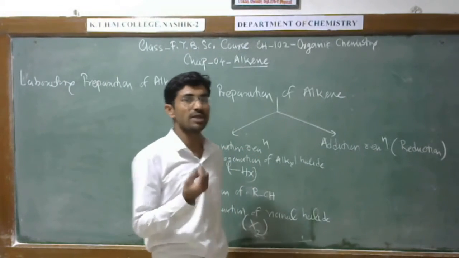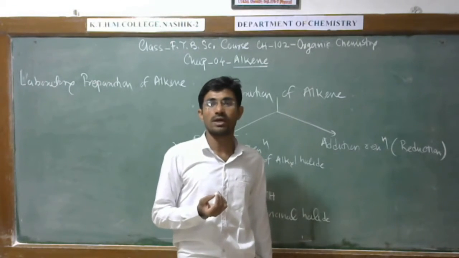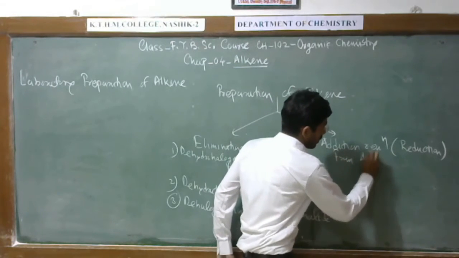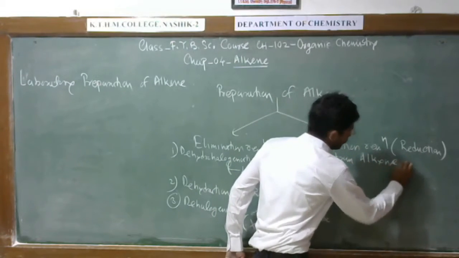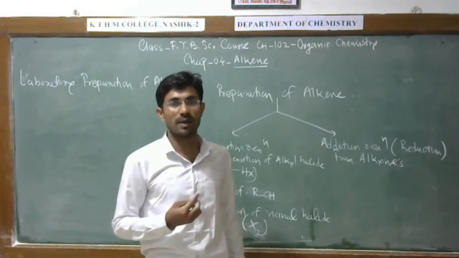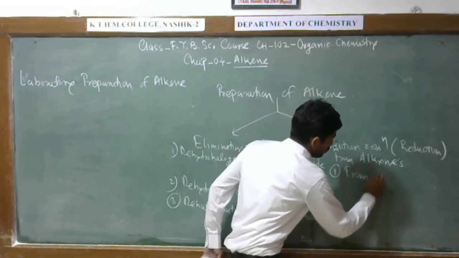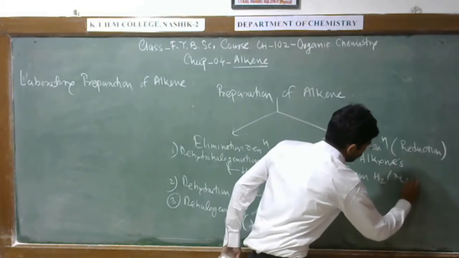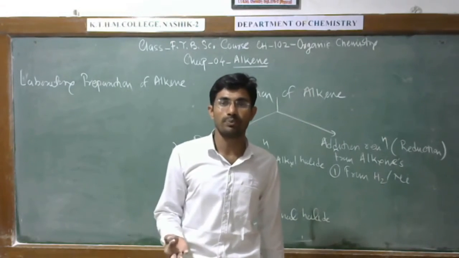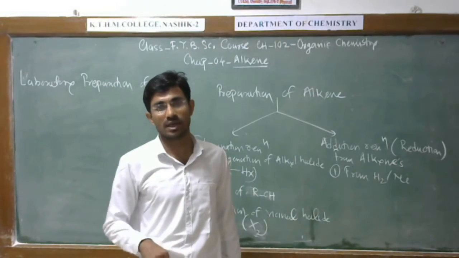Second approach, that is addition reaction, that is the reduction reaction. Here, from alkyne we can prepare the alkene compound. First is the addition of hydrogen in the presence of catalysts like nickel, palladium, platinum. We can prepare the alkene compounds.